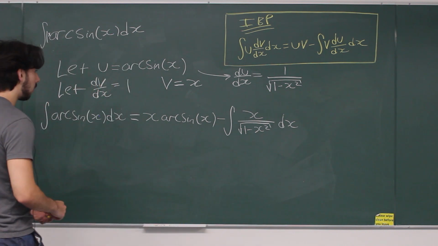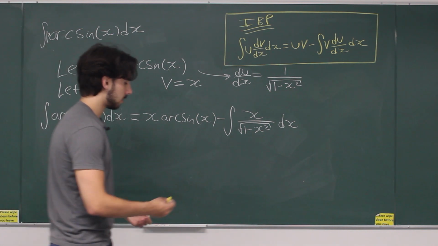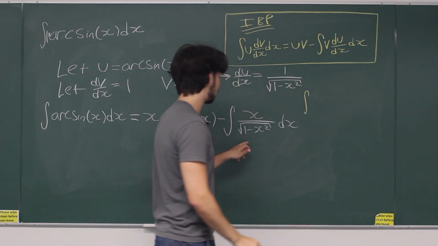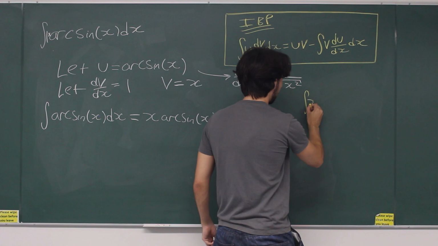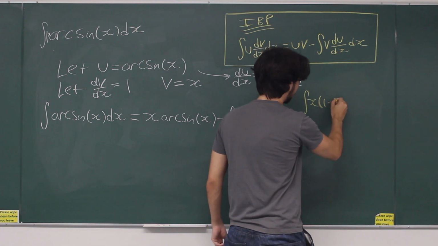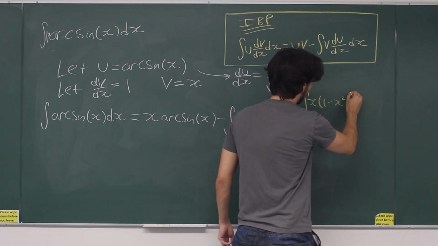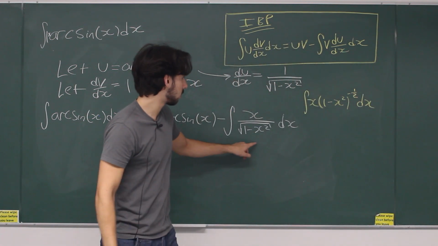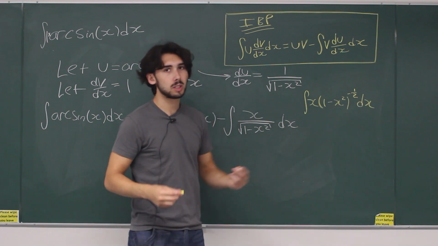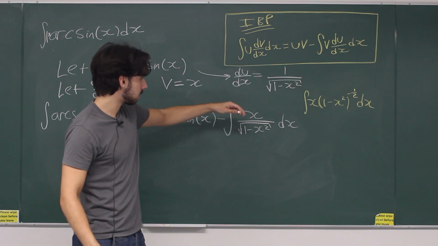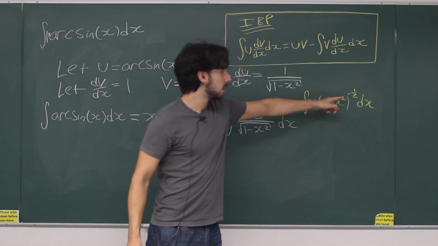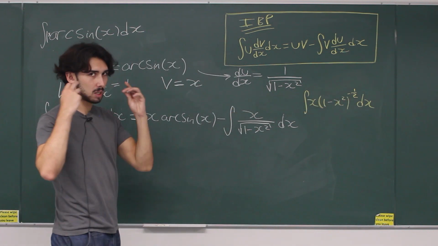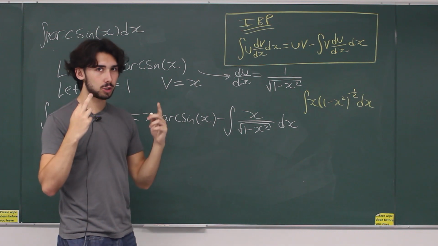Or, this is how I'm going to do it. Let's do it over here in yellow. I'm going to rewrite this integral here as x times 1 minus x squared to the power of negative 1/2. So this integral is the same as this integral. I'm just using index laws: you're dividing by the square root, that's the power minus 1/2. And then I'm going to think, this is the reverse chain rule.